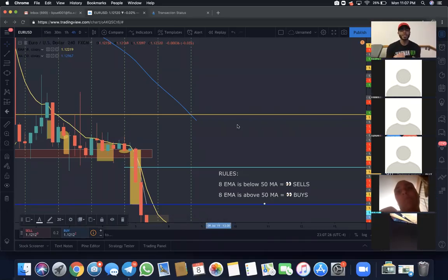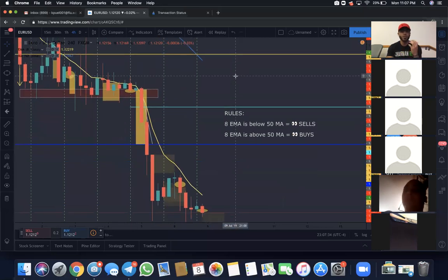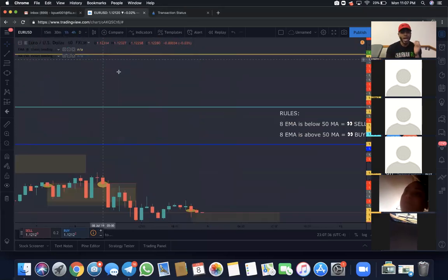All right, guys. So this strategy is very, very simple. There are very easy rules. You just gotta go over them very quickly. The first rule: we're doing this on an hourly time frame.